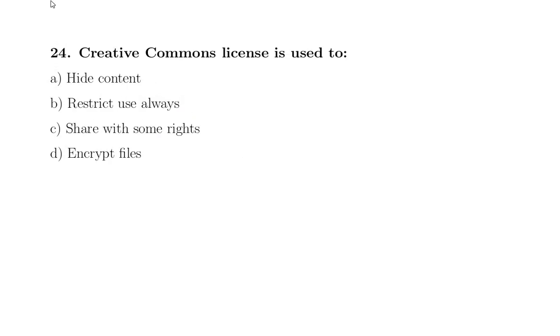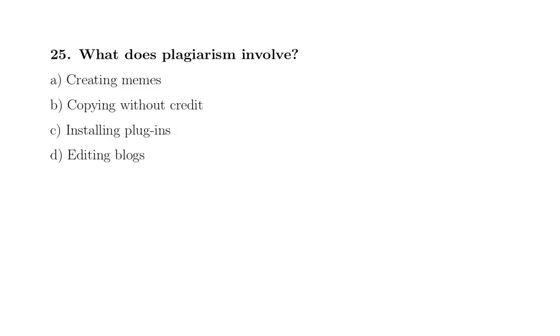Question number 24: Creative Commons license is used to hide content, restrict use always, share with some rights, encrypt files. The correct option is share with some rights. That is option C.